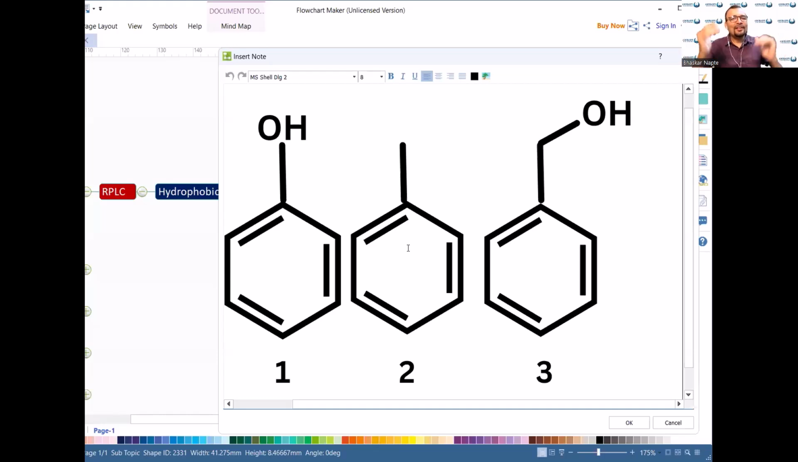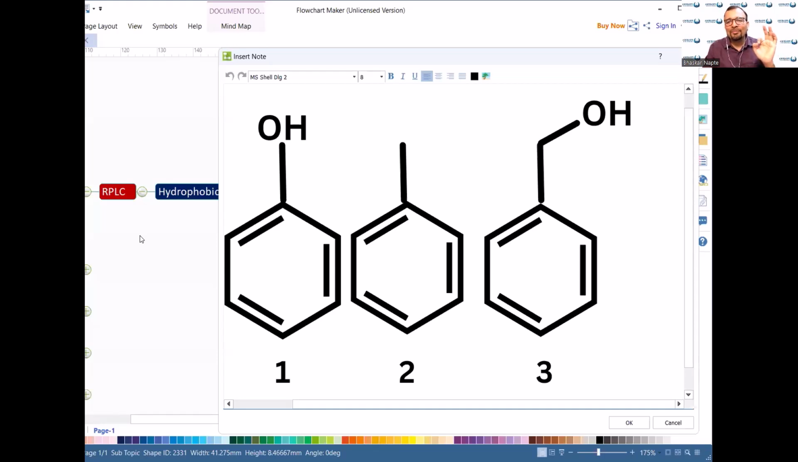Let us now discuss compound 1 and 3. So according to you, which compound is more non-polar? Is it compound 1 or is it compound 3? Please type in the comment box quickly. Why is compound number 3 non-polar as compared to compound 1? What is the reason behind that? What is the difference between them?